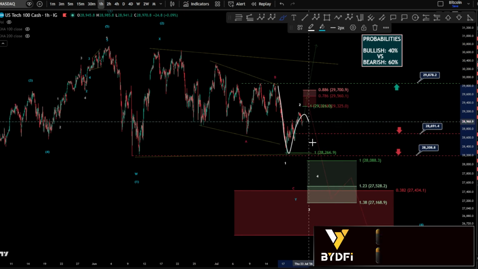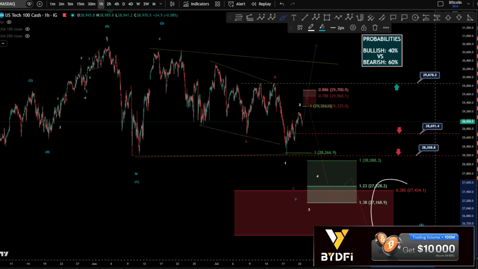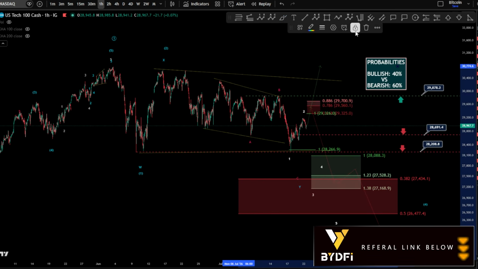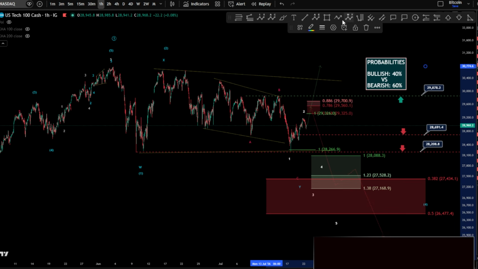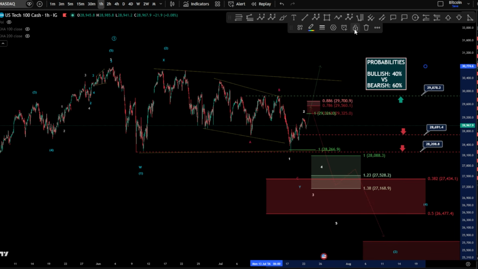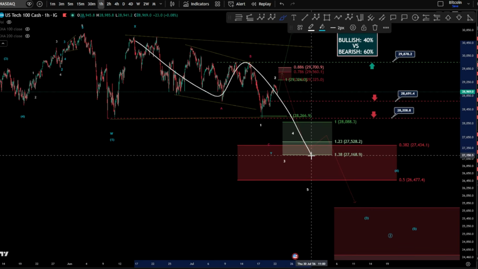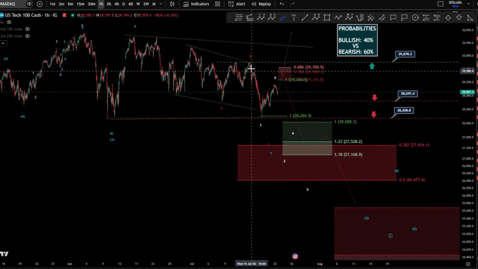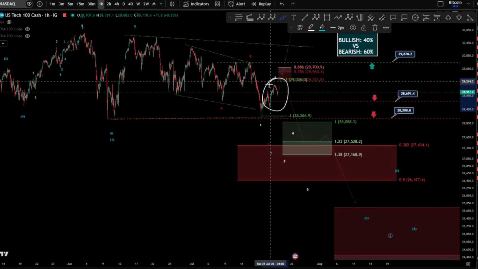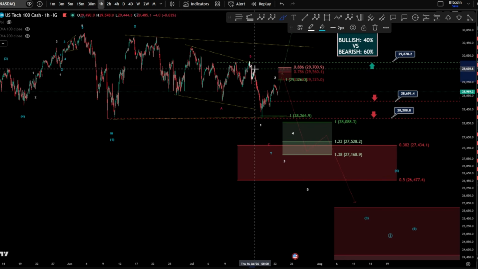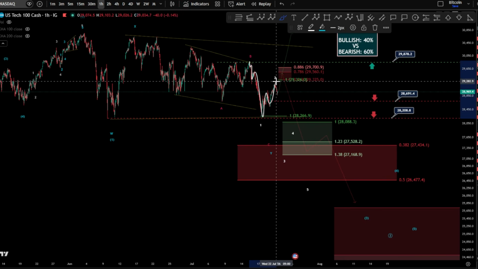The wave C is a 1, 2, 3, 4, and a 5, where we can reach our target, the red zone here, which is, of course, the 0.38 minimum target at 27K for NASDAQ. This potential A, B, and a C can be unfolding here. And the wave C is currently unfolding a wave 2 after an impulse toward the downside, 1, 2, 3, 4, and a 5. A, B, and a C for wave 2.